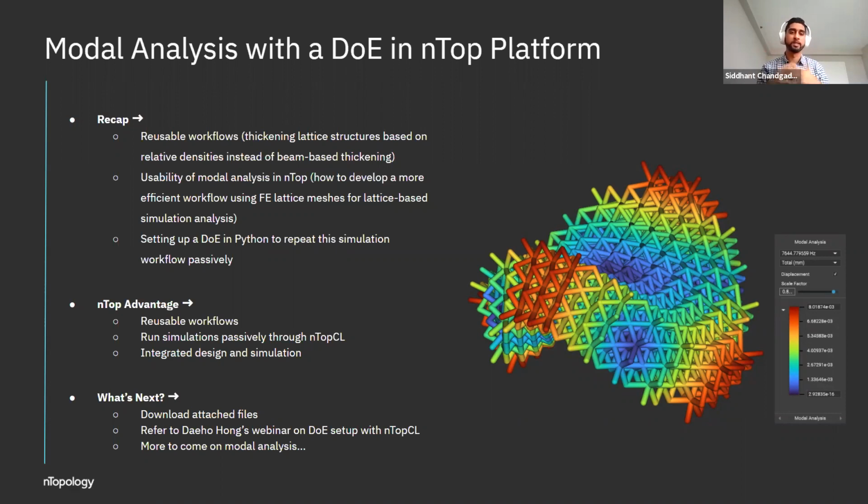However, the modal analysis really gives you this notion of what the natural frequencies of the part are, and how we can redesign this part such that we can thicken in certain regions, reduce the thickness of certain strut diameters, reduce the relative densities, such that we avoid certain natural frequencies when these components are actually attached to aerospace or automotive applications. And finally, setting this up as a DOE in Python so we can repeat the simulation passively. And those are the main three advantages: running simulations passively, having this idea to integrate all the designs and simulations together, and this notion of reusable workflows.